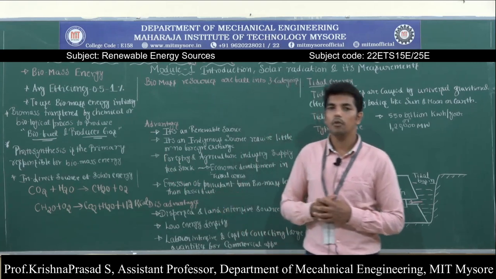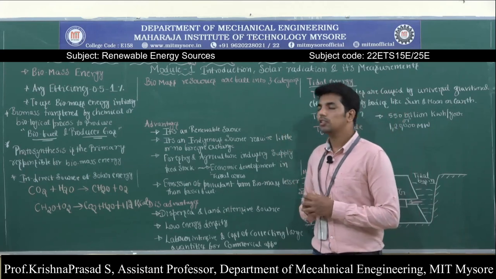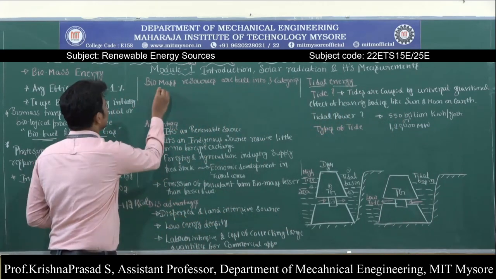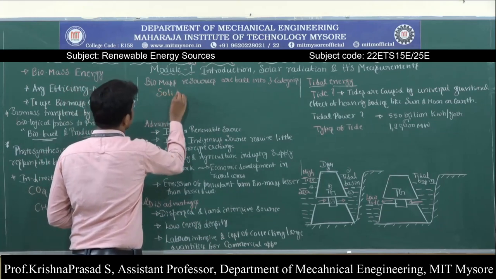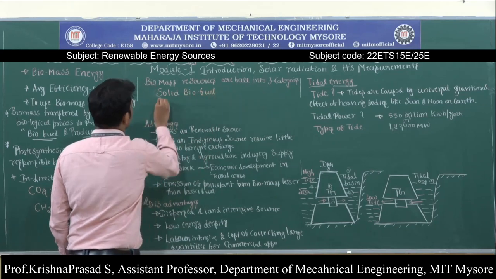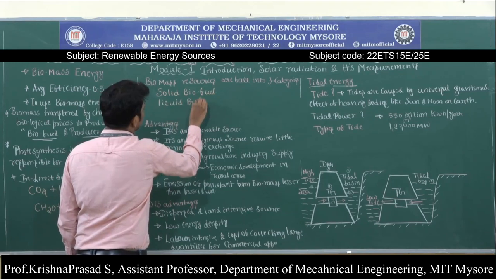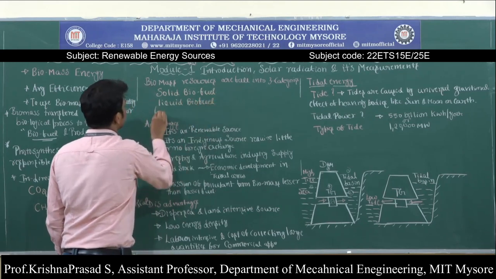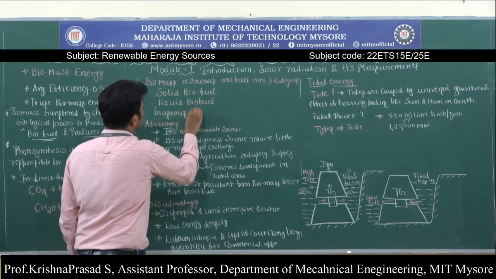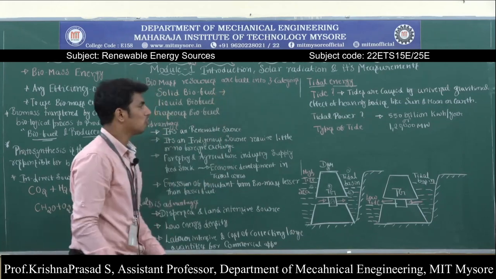energy. Then, very important one, it is called the classification of biomass energy. These biomass resources basically fall into three categories. So that is called solid biofuel. Second one, it is called liquid biofuel. And third one, it is called gaseous biofuel.